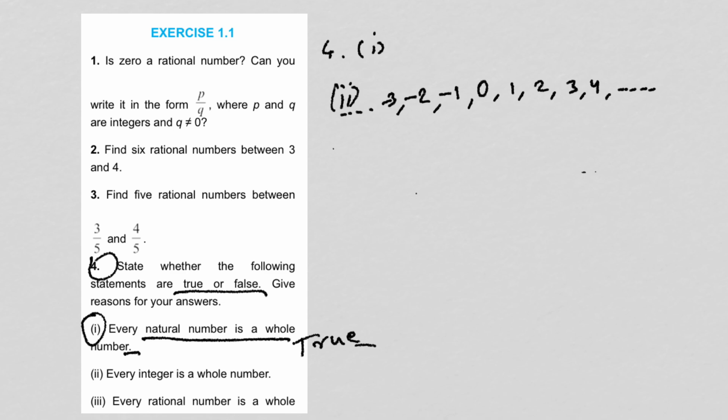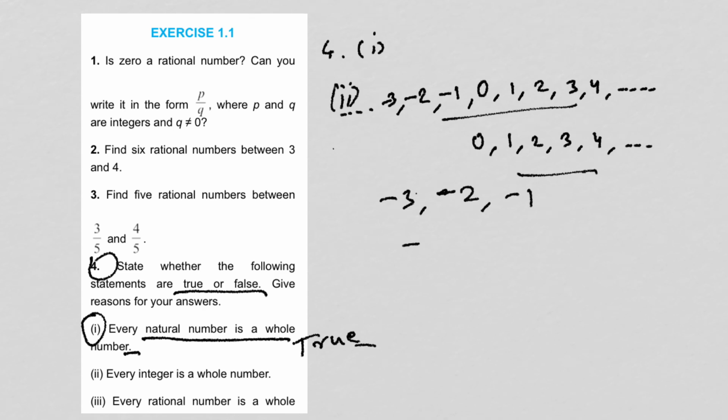And what are whole numbers? They start with 0 and all the counting numbers. So every integer is a whole number. Is this true or false? It is false, because there are numbers like -3, -2, -1, -20. All these numbers are negative numbers, but these are not whole numbers. So that's why every integer is not a whole number. So this is false.